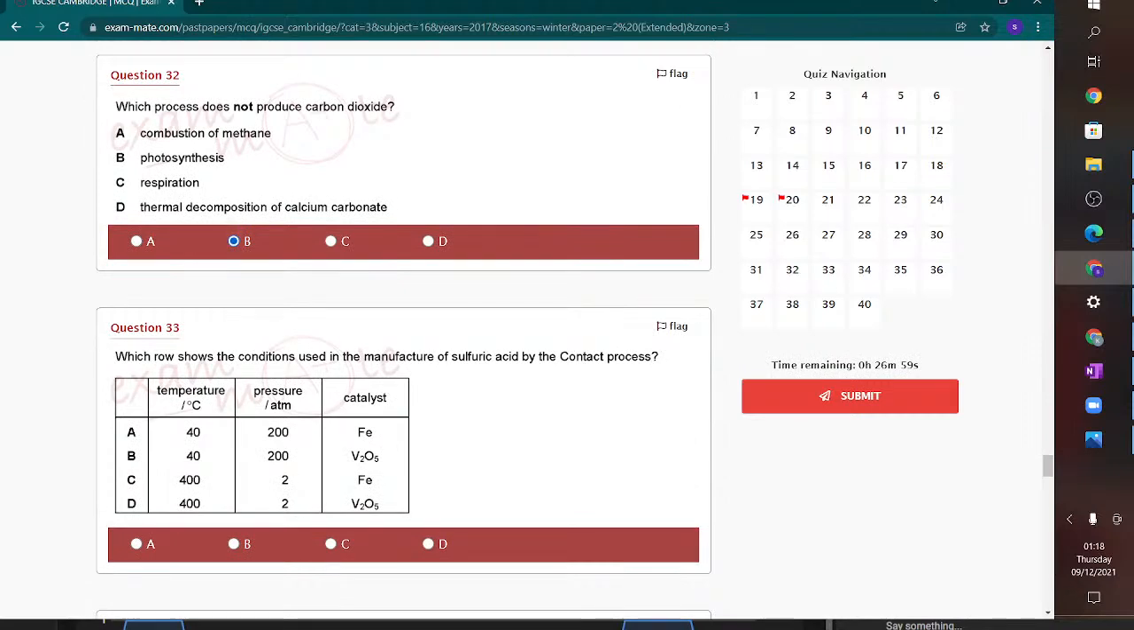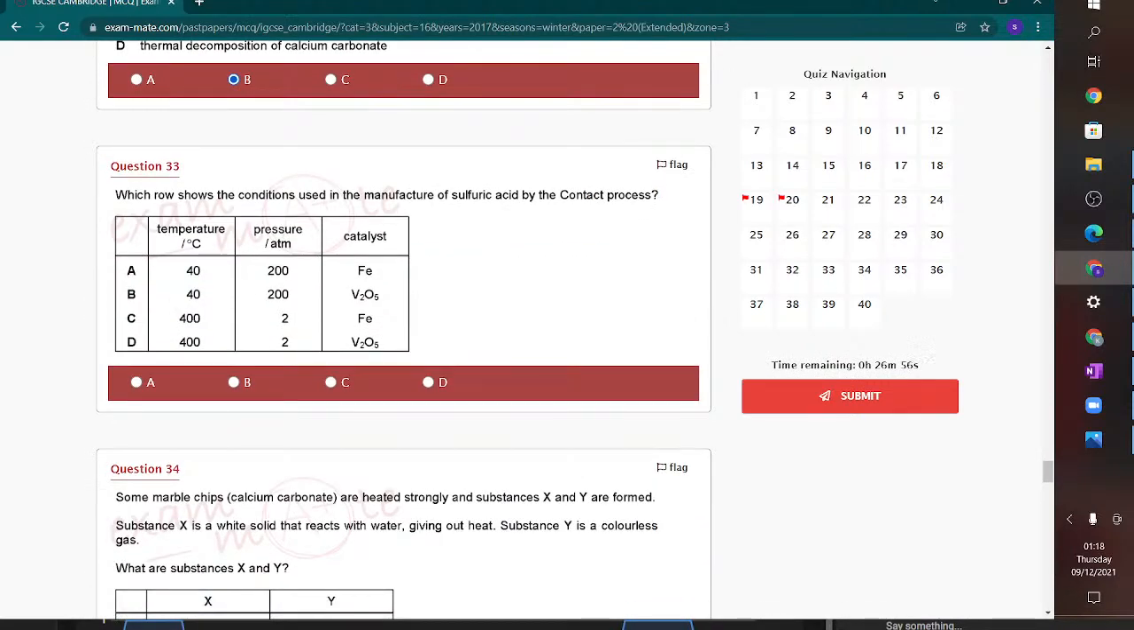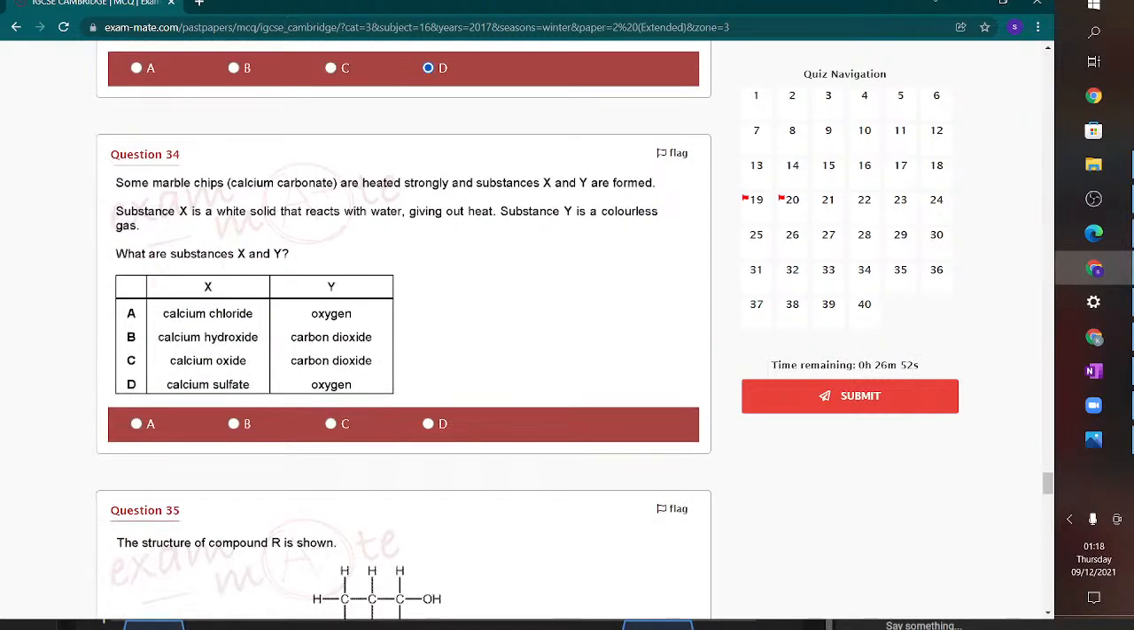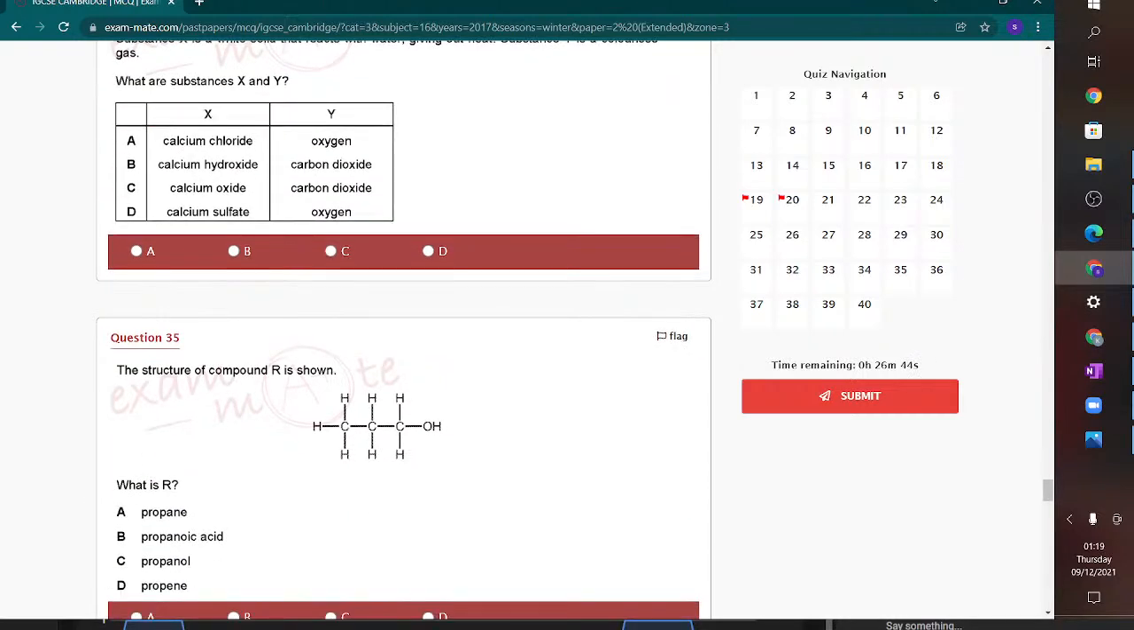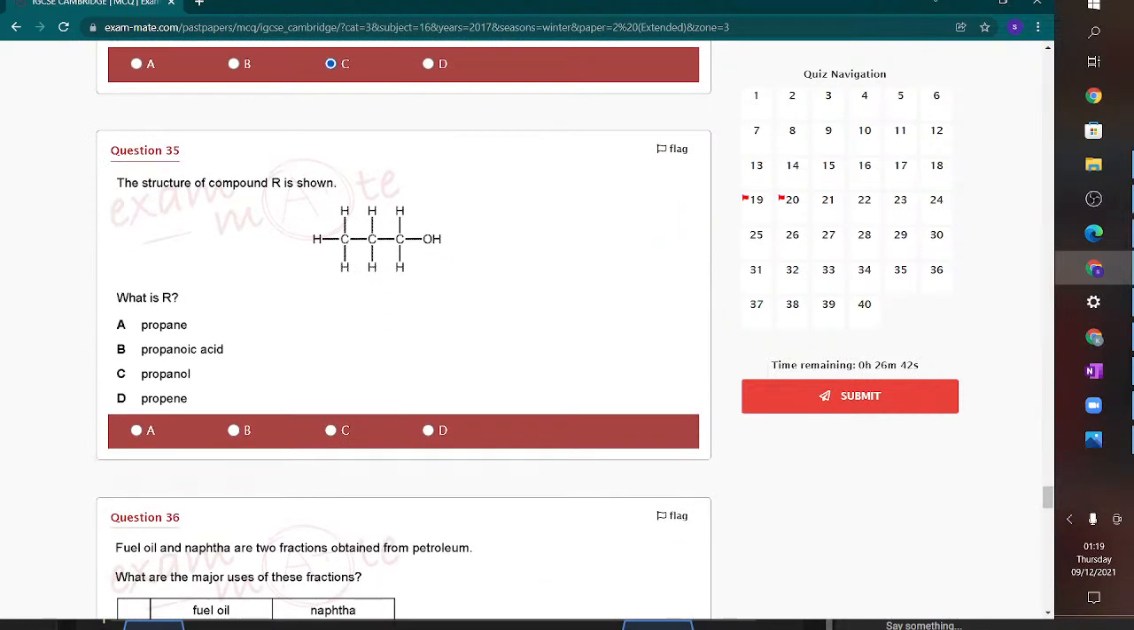Which process does not produce carbon dioxide? Photosynthesis. Contact is 400 high temperature, low pressure, V2O5. Calcium carbonate when heated decomposes to form calcium oxide and carbon dioxide. Carbon dioxide turns lime water milky. Calcium oxide is lime. R is an alcohol, so the only alcohol we can find here is propanol, because alcohols have that OL in the ending.